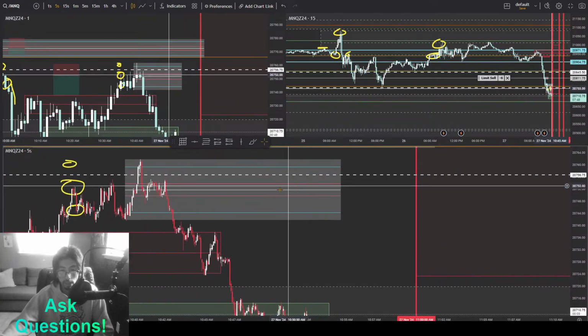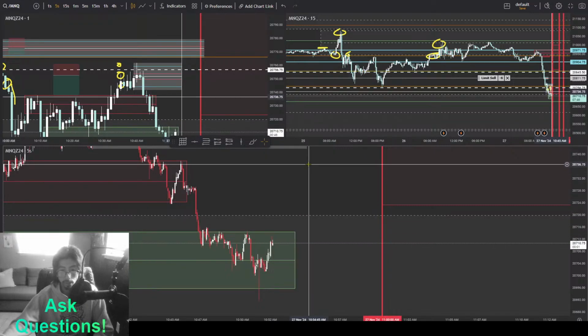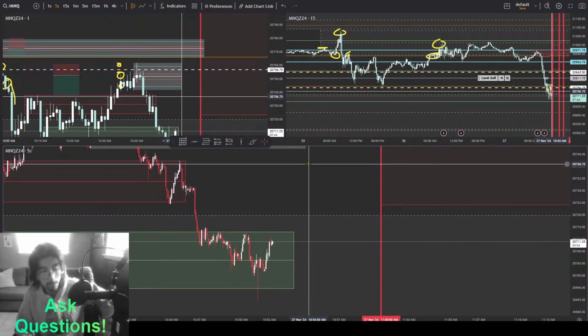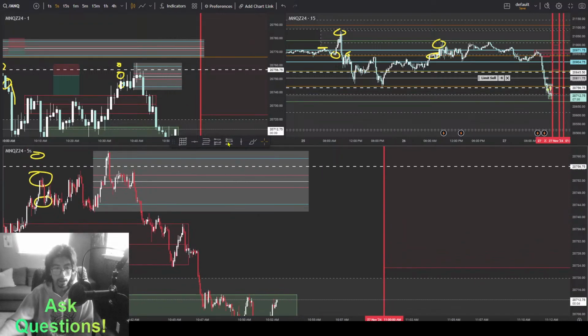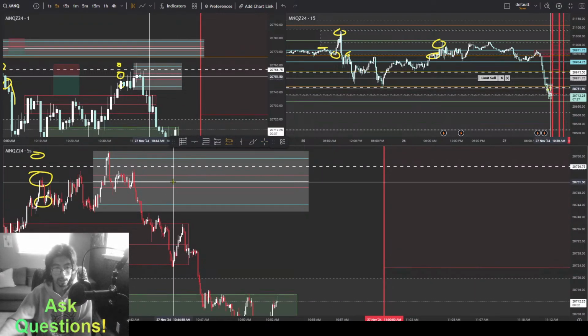Yeah. So the only setup I see is this right here. That's even if we come back up. Let's see, let me put my stop position there.